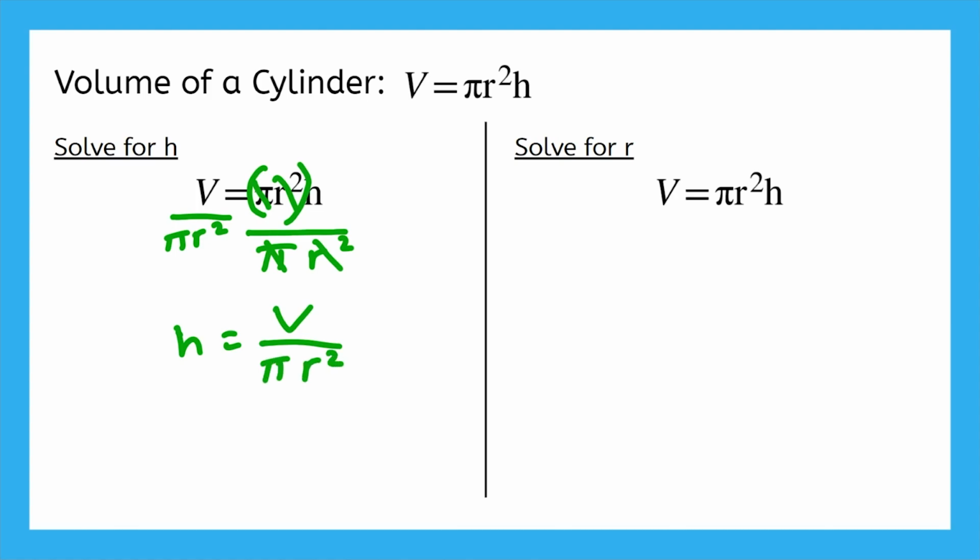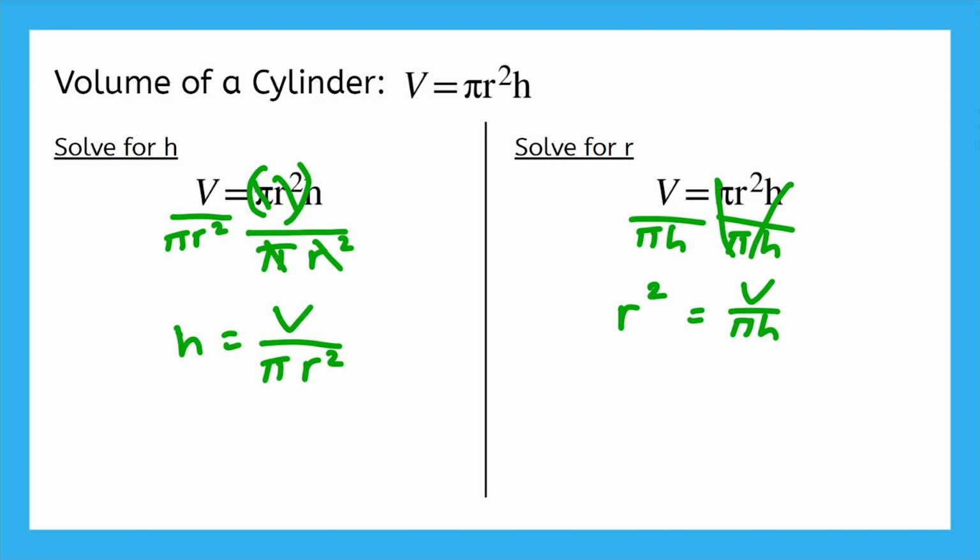Solving for R is almost the same, but with an extra step. So first, R squared is being multiplied by both pi and H. Since it's one big multiplication, we can use the same trick as last time to cancel it with one big division. So now we've got R squared is equal to V divided by pi H.